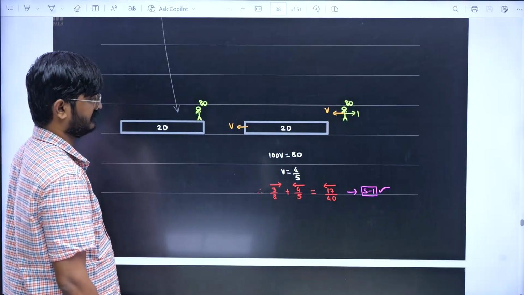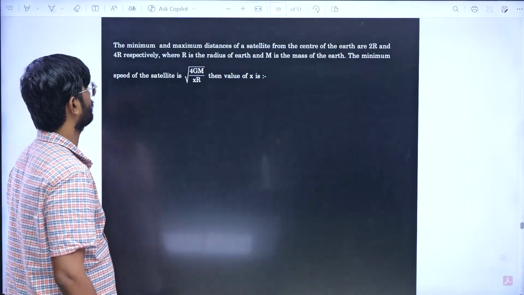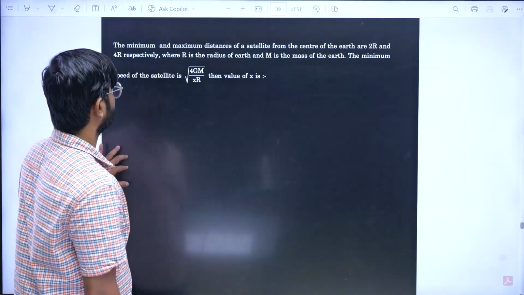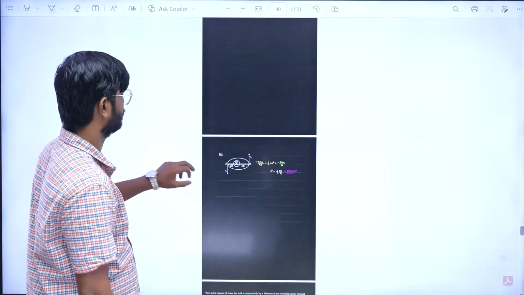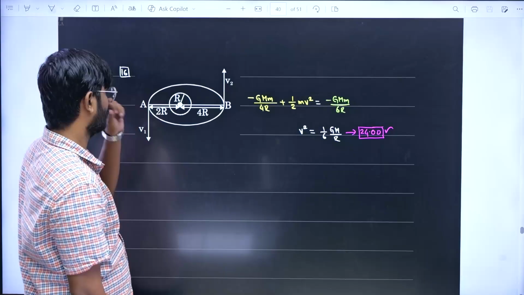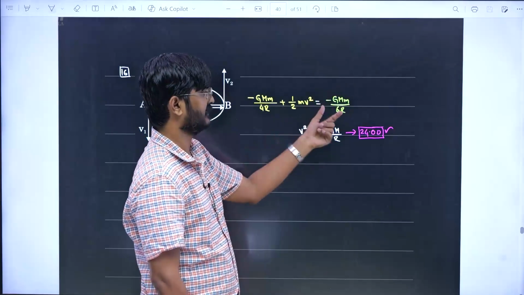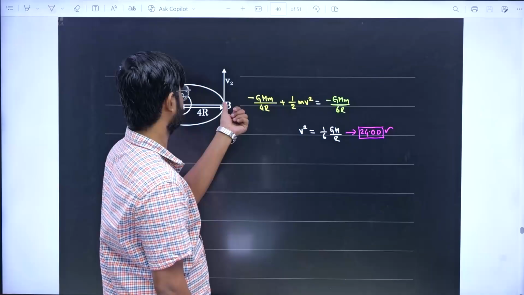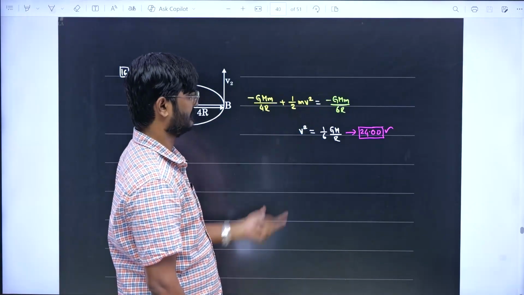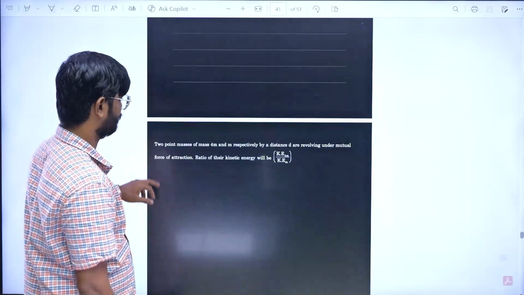The minimum and maximum distances of a satellite from the center of the earth are 2r and 4r respectively, where r is the radius of the earth and m is the mass of the earth. The minimum speed of the satellite is going to happen here, that you know, and total energy depends on the major axis. So total energy is minus GM by major axis length. Potential energy here is this much, kinetic energy, so you have to find the velocity. I think this is the easiest question from the paper, maybe, I'm not sure.